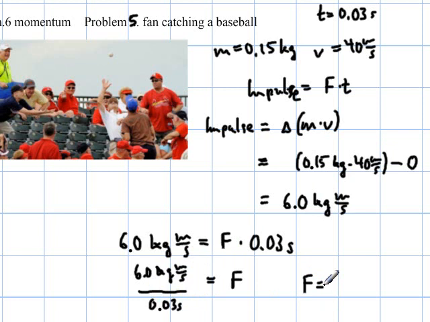Do that on your calculator and you do come up with 200, and then we would have kilograms meters per second per another second, which is the same as newtons, so 200 newtons, or in the neighborhood of 40 pounds. That's quite a force that the person catching the baseball has to exert in order to, well, catch it.